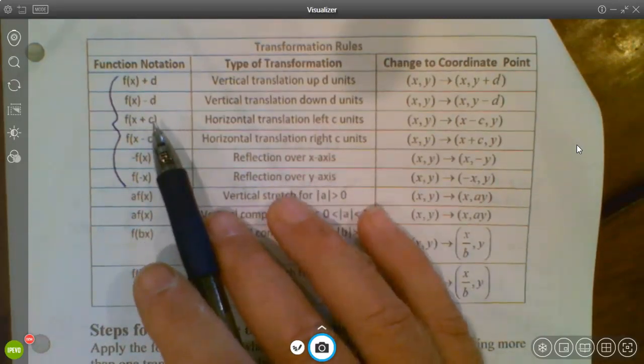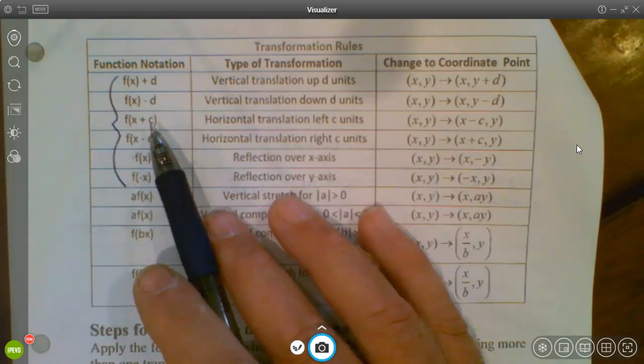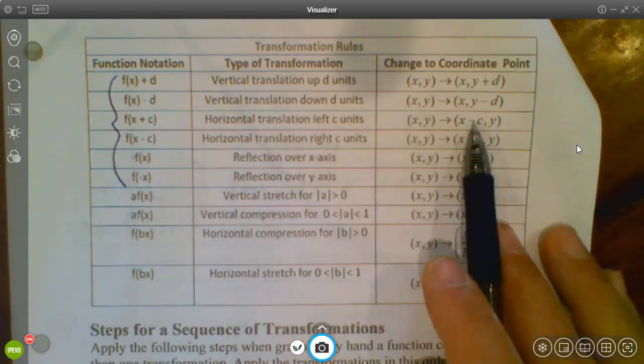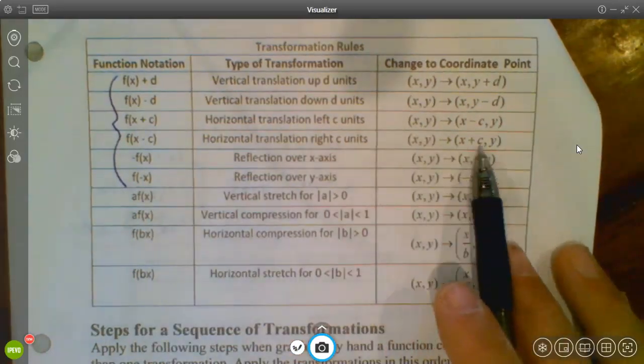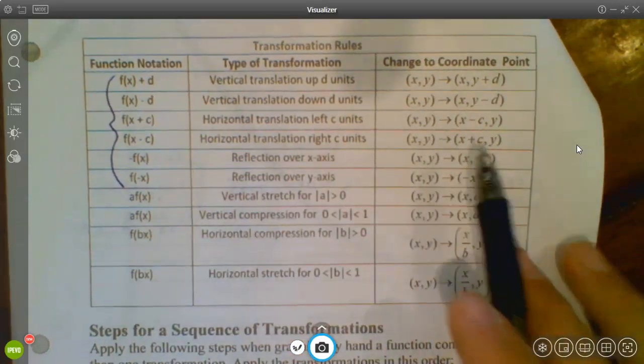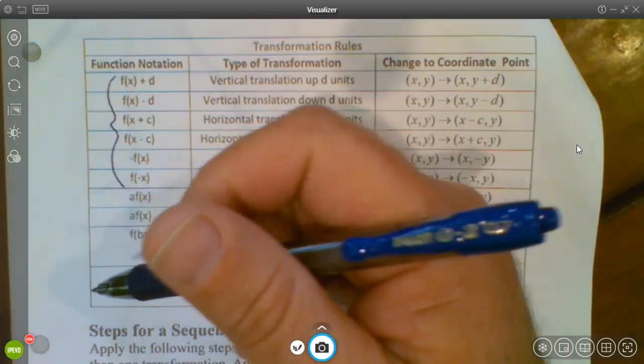However, the things that are attached to x and affect your graph left and right pretty much do the opposite of what you would expect them to do. If it's a plus, it goes to the left, as you can see right here. And if it's a minus, it would go to the right, like you see right here. So as a general rule of thumb, that's the way that you can see your up, down, left, and right activity going on there.